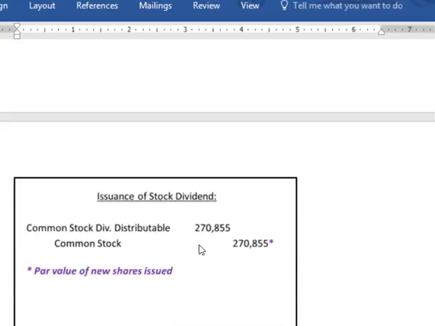Now down below, I'm showing the journal entry the company would make when they actually hand out these new shares of stock. So here what we'll do is debit common stock dividends distributable, because now we are distributing them, so they're not distributable anymore. We're going to zero out this account with this debit. And we're transferring this balance into the common stock account, which again, remember this number represented the par value of the common stock.